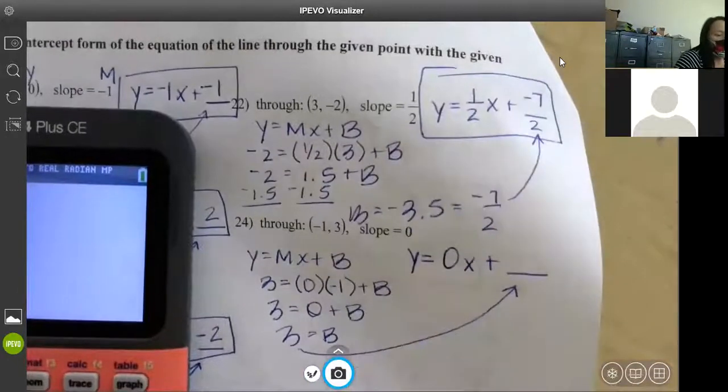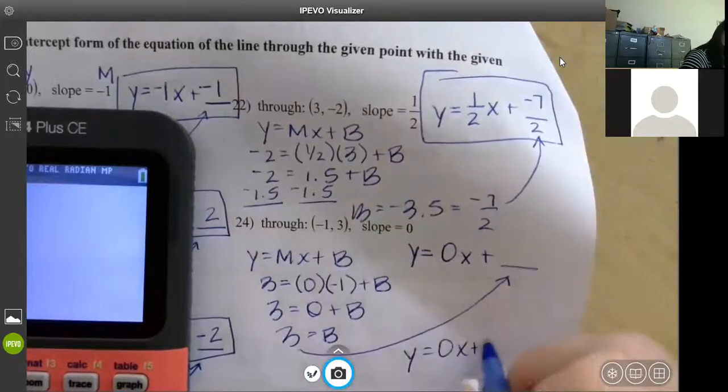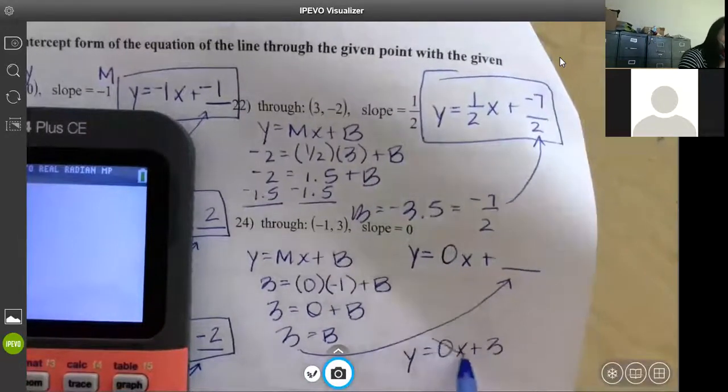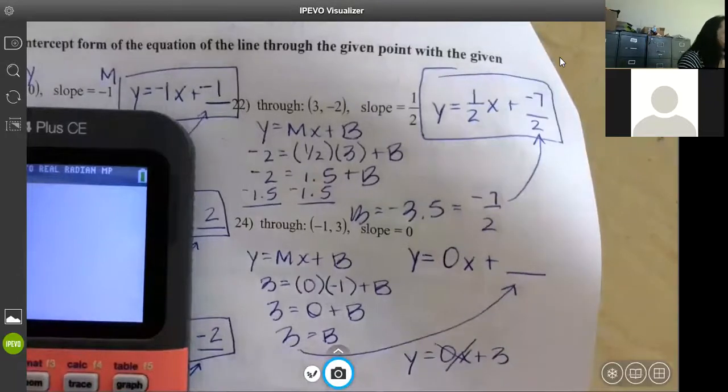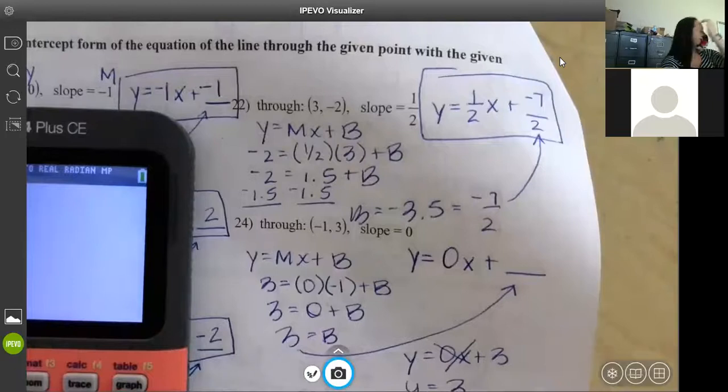Now, I don't know if EDIA will accept 0x. But remember, 0 times anything is 0. So we can just mark it out. And we just get y equals 3. So I just wanted to show you one that was kind of weird.